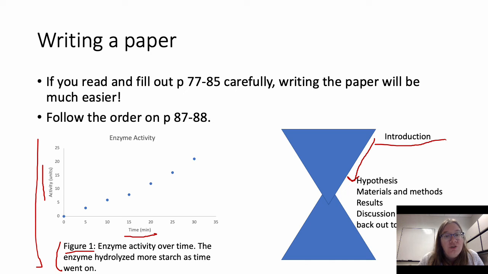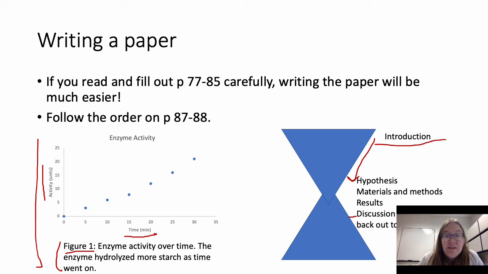Then starting to broaden back out, as you can see from my triangles, you're going to discuss what the results show and maybe connect that back to your introduction. So the results show that amylase worked better at this temperature. That makes sense because amylase is a protein, and connect it back to what you talked about in your introduction. You can also talk about if your hypothesis was accepted or rejected here in the discussion. Did your data support your hypothesis, or do you need to reject your hypothesis based on your data?